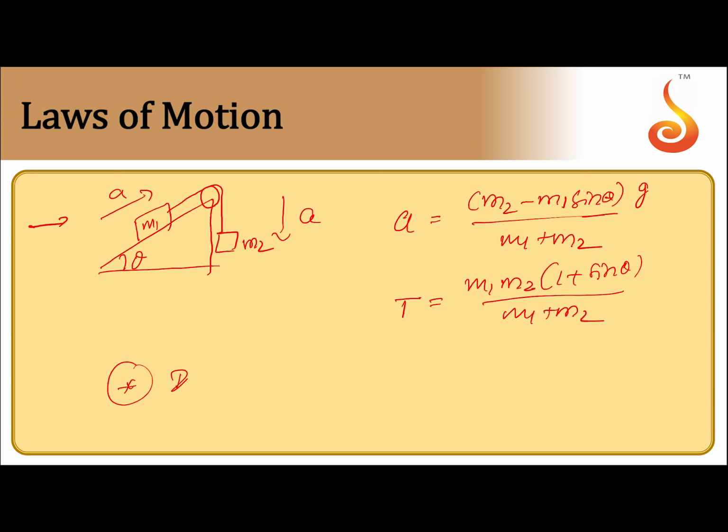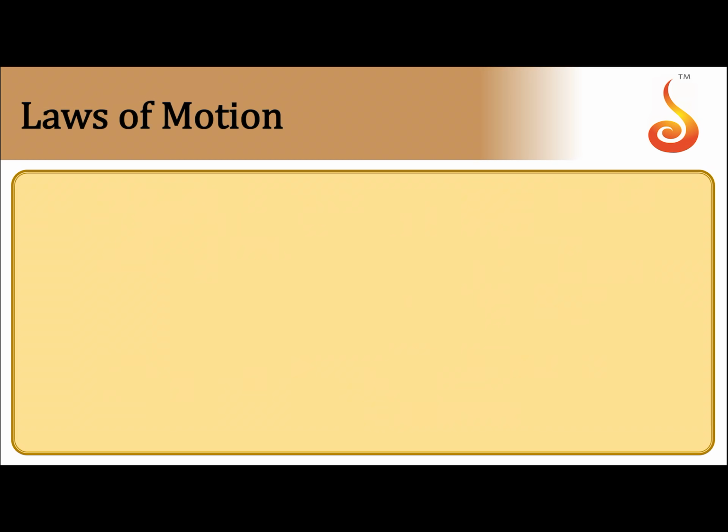Suppose the system is in equilibrium, then M1 G sine theta is equal to M2 G, or we can write M1 sine theta should be equal to M2. This is a special case. In fact, we can write it in the general form like this.